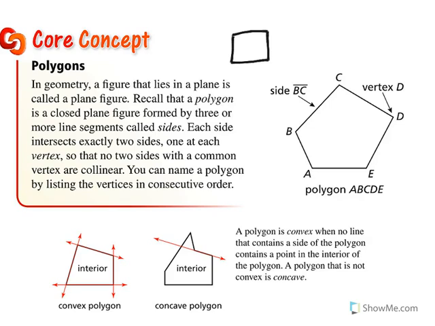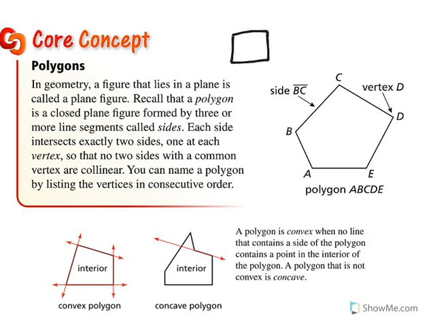So obviously my square can't just be open like that. It has to be closed, and it has to be formed by 3 or more line segments, which we call sides. Each side intersects with another side, and the point where they meet we call a vertex. One other thing to note is that no two sides with a common vertex are going to be collinear. They can't just be a straight line, otherwise it couldn't be two different sides. In order for it to be two different sides, they have to have some kind of little hinge of an angle there.